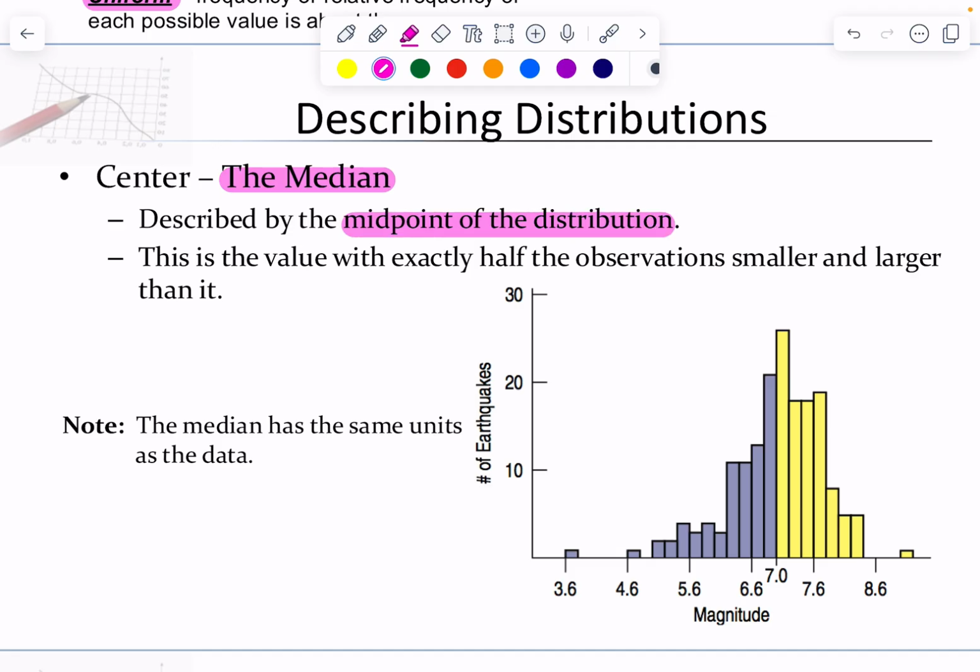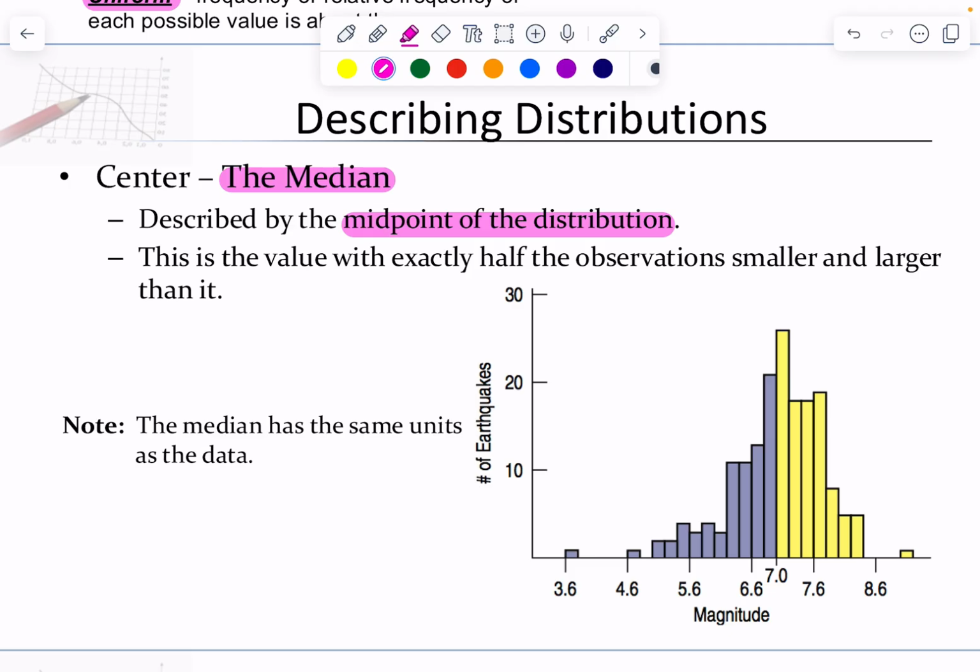So we want the point that splits our data set into 50% of observations on the left, 50% of our observations on the right. And so what you're going to be doing is looking at the distribution and determining where that midpoint or balancing point within the graph would be. So where am I going to find that exact 50-50 split between the left side and right side of the graph?